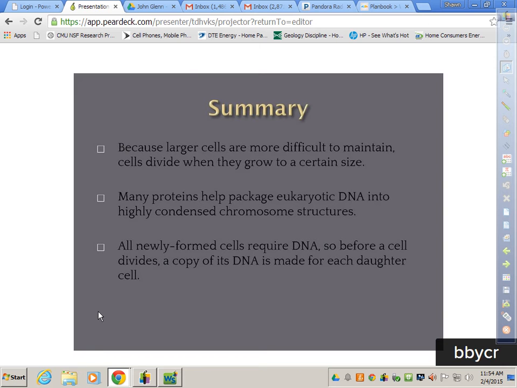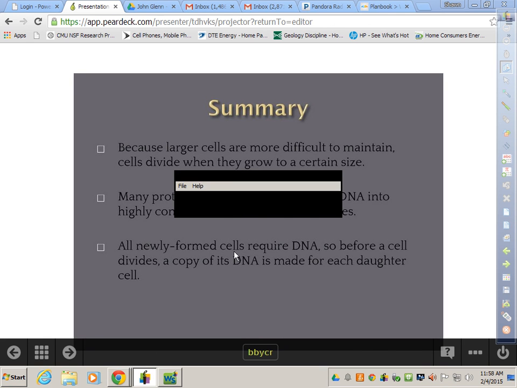Quick summary, I'll let you work on your reviewing keys. Because larger cells are more difficult to maintain, cells divide when they grow to a certain size due to surface area to volume ratio. Many proteins help package eukaryotic DNA into highly condensed chromosomal structures. Why chromosomes? The same reason you organize your pages into a book, to organize it, so you don't lose it. If you lose, let's say, a chromosome, or if you have an extra chromosome, you can end up with something like Down syndrome. And all newly formed cells require DNA, so before a cell divides, a copy of its DNA is made for each daughter cell. Remember, each daughter cell is going to have to be its own cell.